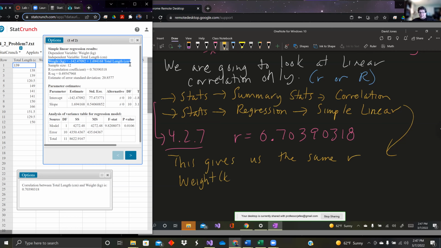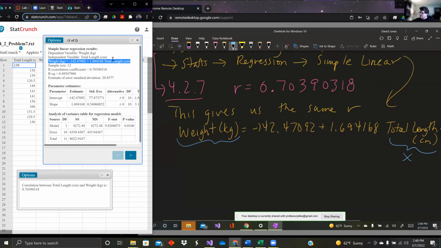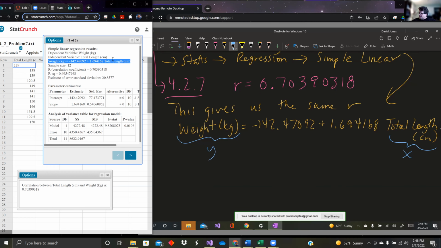But it also gives us this equation right here. It says weight in kilograms equals negative 142.47092 plus 1.694168 total length centimeters. Now I told it that total length was X. These were my X values. And I told it this was my Y values. And if I round those numbers a little bit, I'm getting Y equals negative 142.47 plus 1.69X, if I get rid of the words and put Y and X back in.